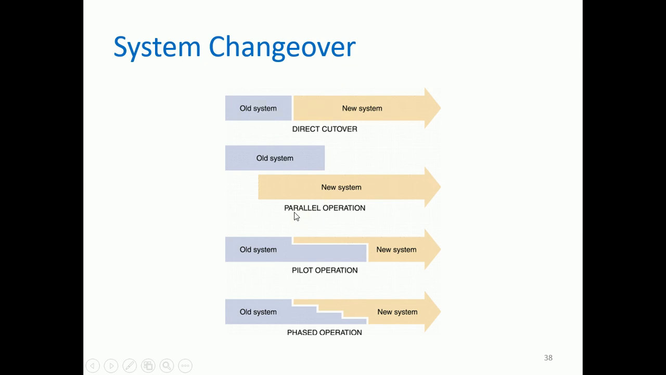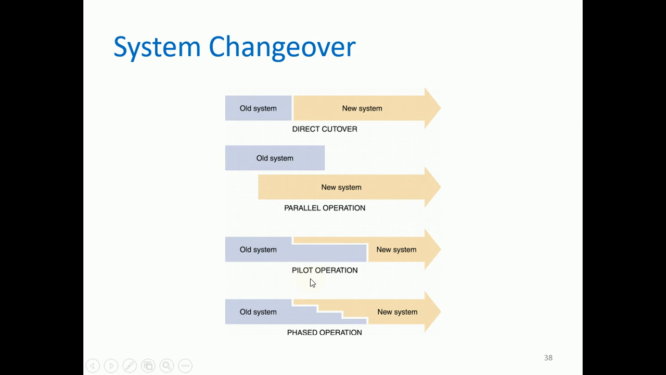And then we have the parallel operation. The old system is still working, and then the new system will be used. And then there is a point in time when they will be used at the same time. And then if it is already okay for the new system to be used, the old system will be stopped from usage. So the new system will be the one to be used in the organization.